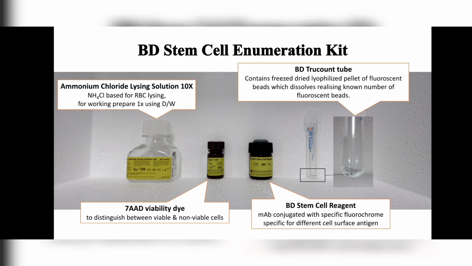Third, BD stem cell reagent that contains monoclonal antibody cocktail of CD45 FITC conjugated and CD34 PE conjugated, specific for different cell surface antigens. BD provides TruCount tubes. The tube contains a freeze-dried, lyophilized pellet of fluorescent beads that dissolve, releasing a known number of fluorescent beads. TruCount tubes have an advantage compared to using Beckman-Coulter Stem-Count fluorospheres in liquid form. Pipetting errors may affect absolute stem cell counts.